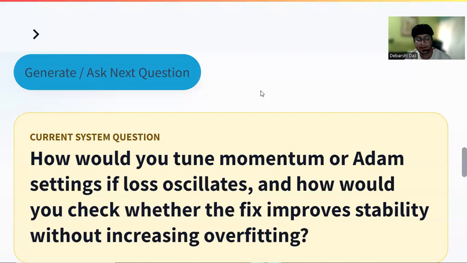Yeah, this also I would have to read up on. I'm not sure about tuning momentum and Adam settings.